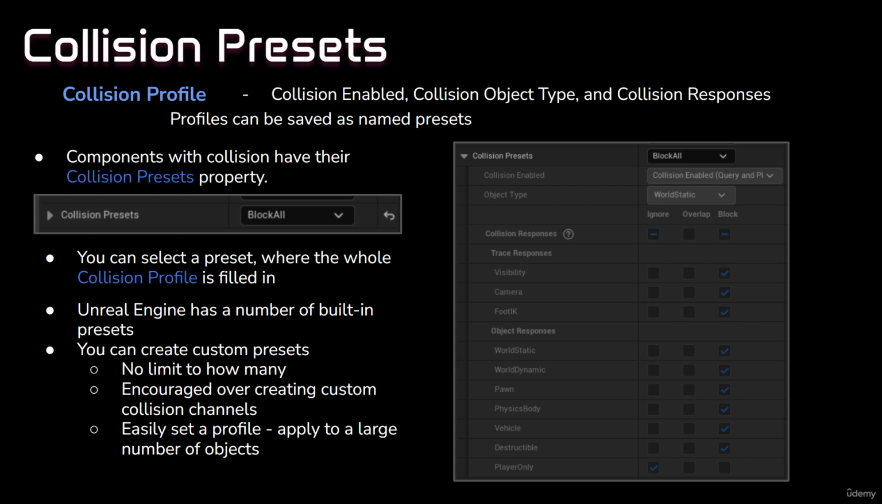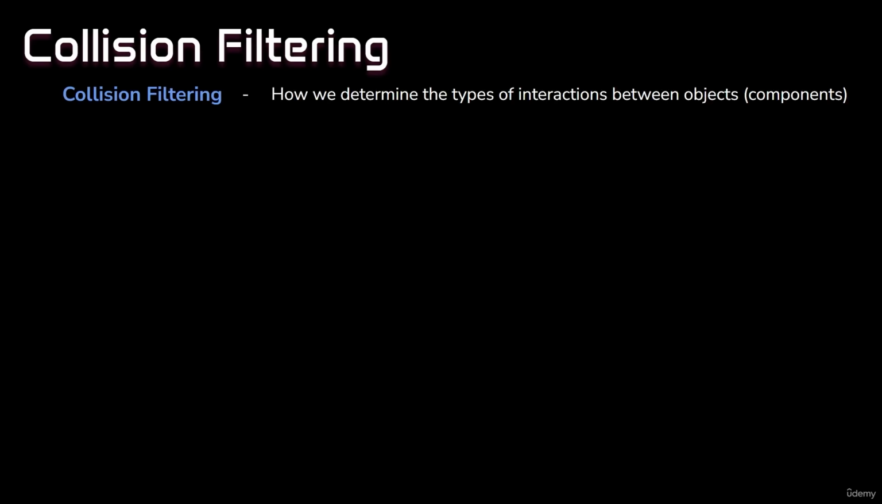Now, rather than using a preset, you can set collision presets to custom, where all of these settings are no longer grayed out, and you can pick and choose each individual setting. The collision profiles for components that have collision are what determine the types of interactions they will have with other objects that have collision data. This determination is made using collision filtering, which is how we determine the types of interactions between objects.